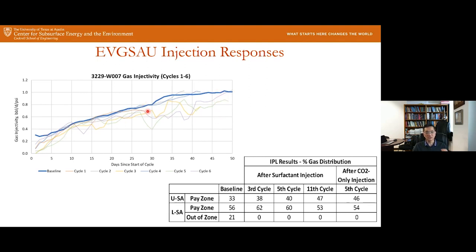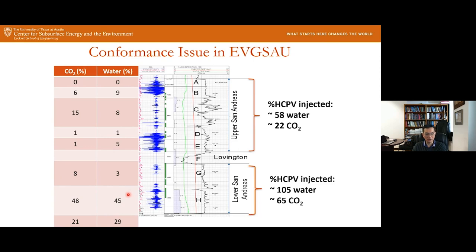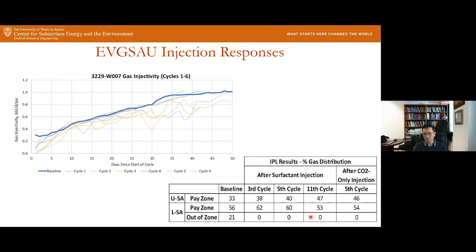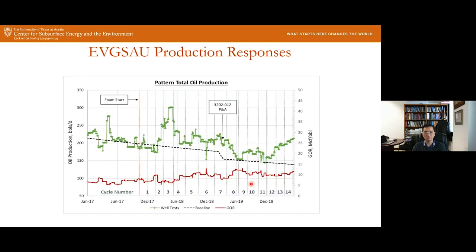But you did see some consistent decrease of injectivity, even though not at a very significant level of injectivity loss, but that is due to the deeper propagation of foam into the reservoir. Then if you look at the IPL, the injection profile log, in terms of the percent gas distribution between the upper and lower zones, as you remember, 70% of injected fluid was lost into the lower zone. But here we zeroed down the out-of-zone injection with foam, and we put almost 40% of fluid into the upper zone. So there's a significant correction, or improvement, of the injection profile.